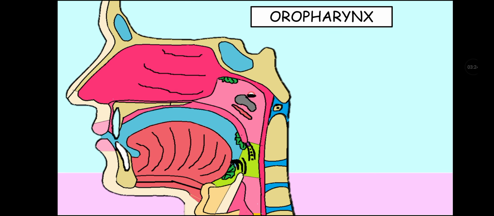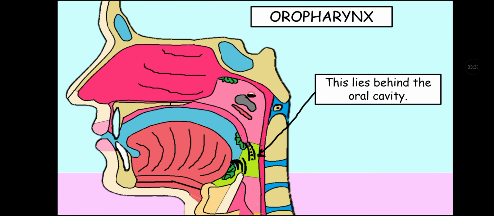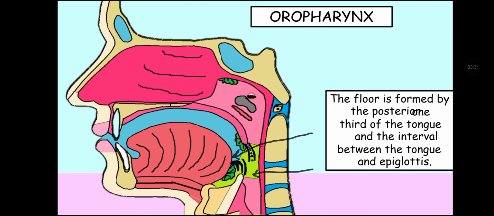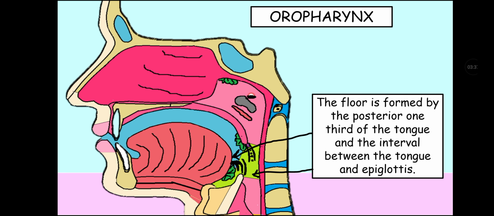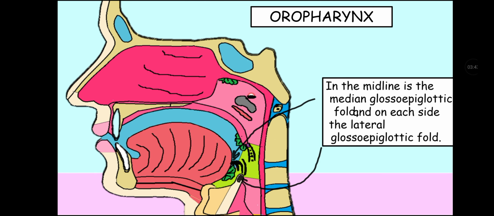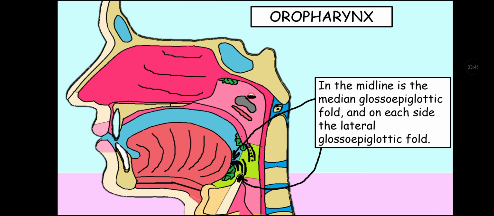The next part of the pharynx is the oropharynx. As you can see here in the diagram, the green colored part of the pharynx is the oropharynx. It lies behind the oral cavity. The floor of the oropharynx is formed by the posterior one-third of the tongue and the interval between the tongue and the epiglottis. In the midline of the oropharynx, there is the median glossoepiglottic fold, and on each side there is a lateral glossoepiglottic fold.